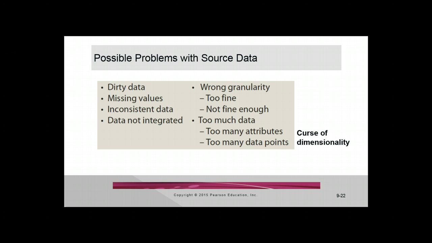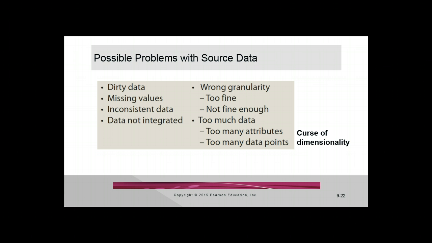Inconsistent data, I talked about that. If we have two addresses for you, what's the right address? Or we have two last names for you because you got married, which one's the right last name? That's inconsistent data. Data not integrated means it's not all put under the right record. For example, we have two records for John Miko, and it's not integrated into one record for him. We talked about this a little bit.